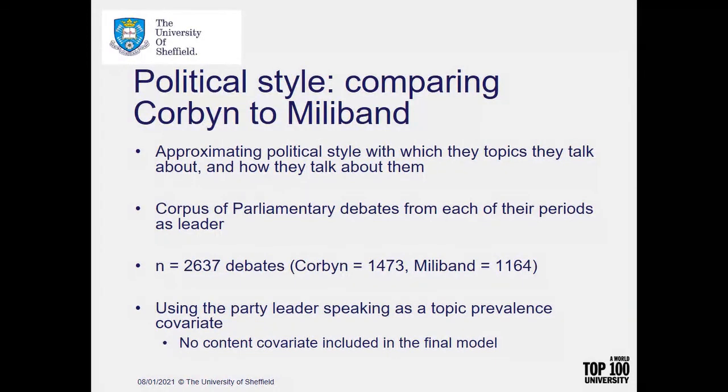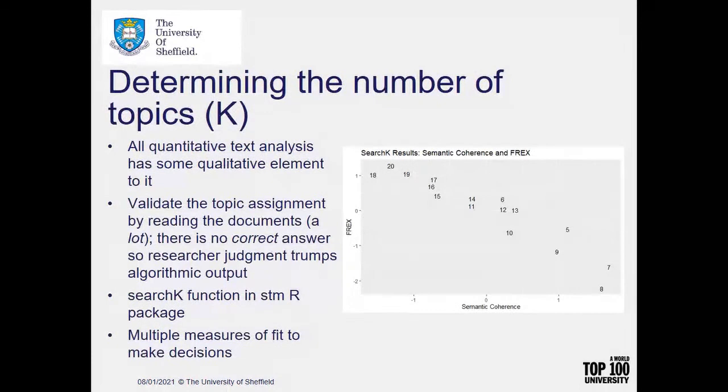Models were built with content covariates, but this didn't really substantively improve the performance of the model in terms of identifying topics. Topic prevalence ended up being the only parameter that really varied meaningfully between leaders, so the content covariate was dropped. So, assuming you've cleaned your data, the first thing you'll have to think about in the topic model is the number of topics.